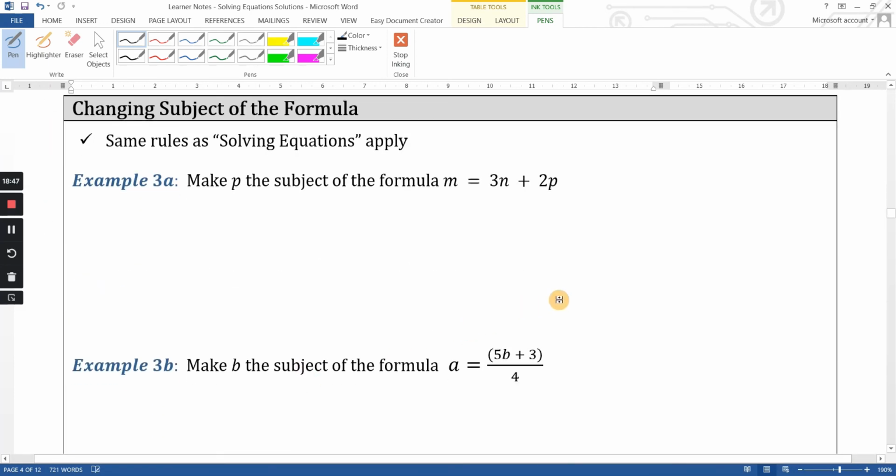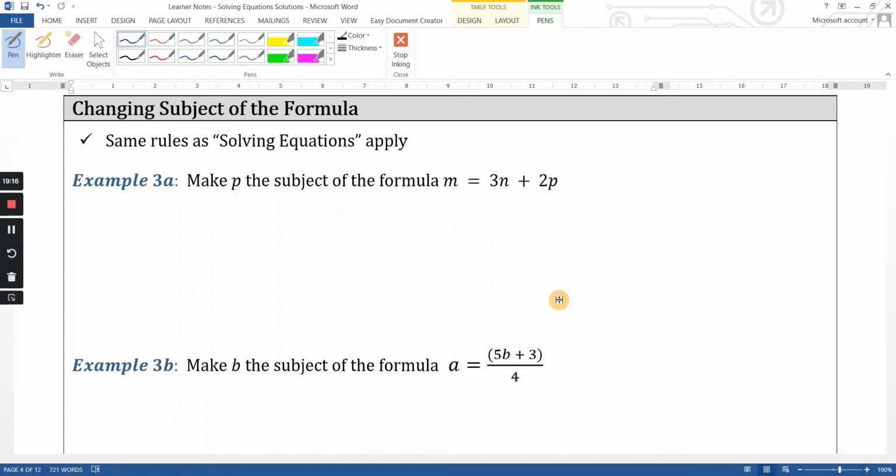Let's move on to the last section, which is changing the subject of the formula. This is a bit weird, especially if you've never done it before, but it's the same rules as solving equations. Like how we were getting rid of various terms by doing the opposite of what it actually is, we're going to use the same method. That's why I've done these two topics together. So let's try the first one.